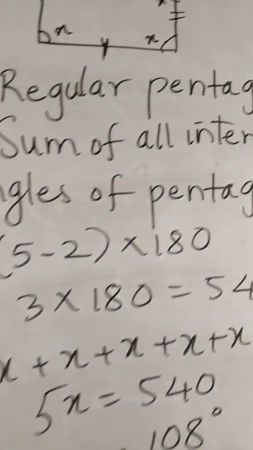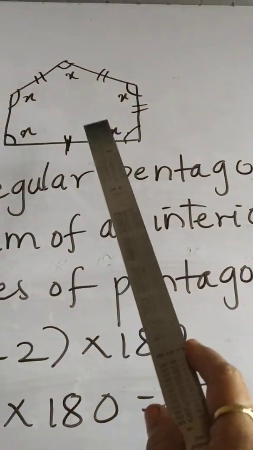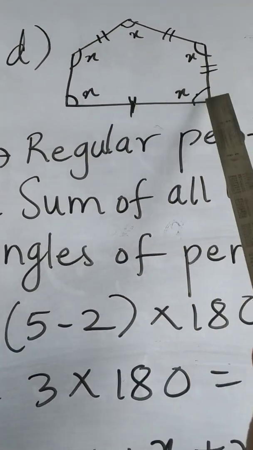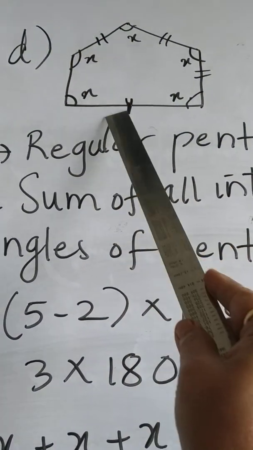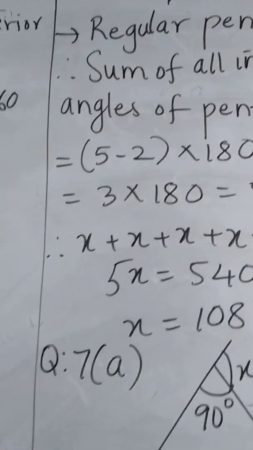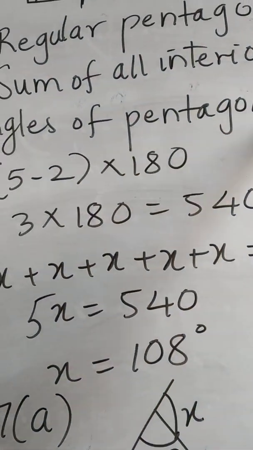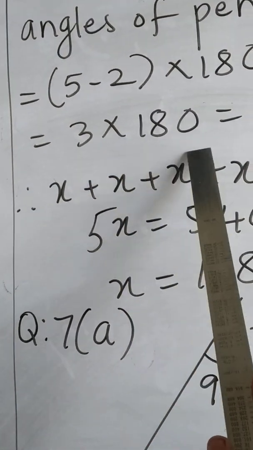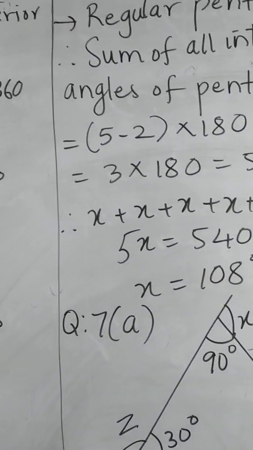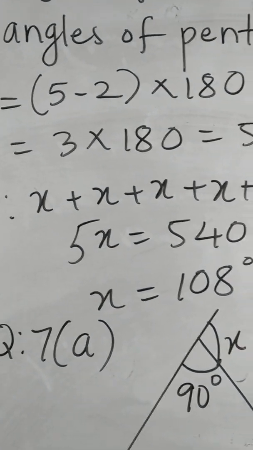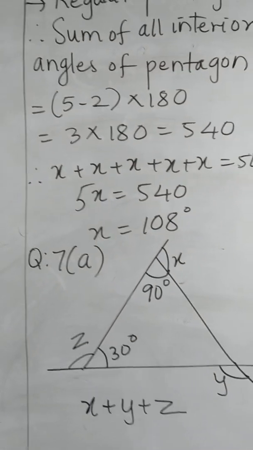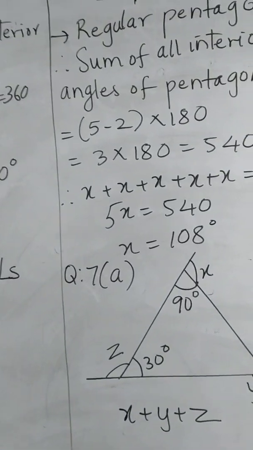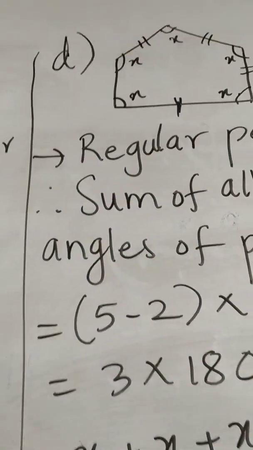Okay. D. D is a pentagon. Pentagon means 5 sides: 1, 2, 3, 4, 5, where all the sides are equal. So the sum of the interior angles of a pentagon will be (5 minus 2) into 180. 3 into 180 is equal to 540. So x plus x plus x plus x plus x is equal to 540. So 5x equals 540. So x will be 108.